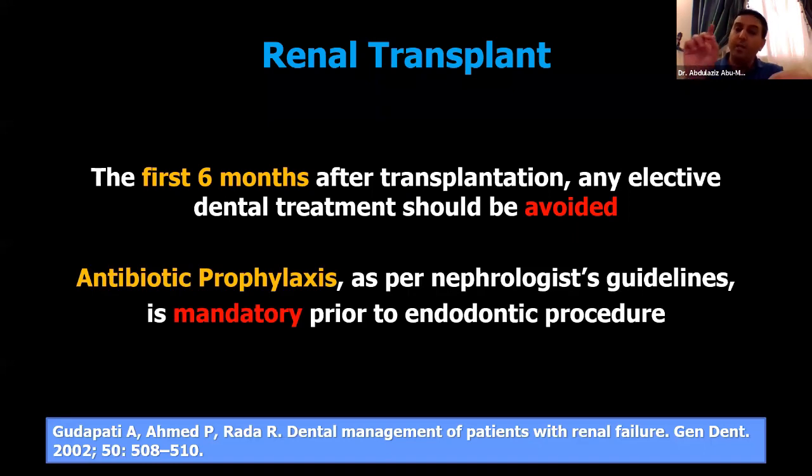Those patients will need prophylaxis before, during, and after, even most of their life, because they're taking drugs that depress the immunity to keep that organ accepted by the body. So those will need to be used, and antibiotic prophylaxis is needed. If the patient is on hemodialysis with an AV shunt implanted, they will need antibiotic prophylaxis.